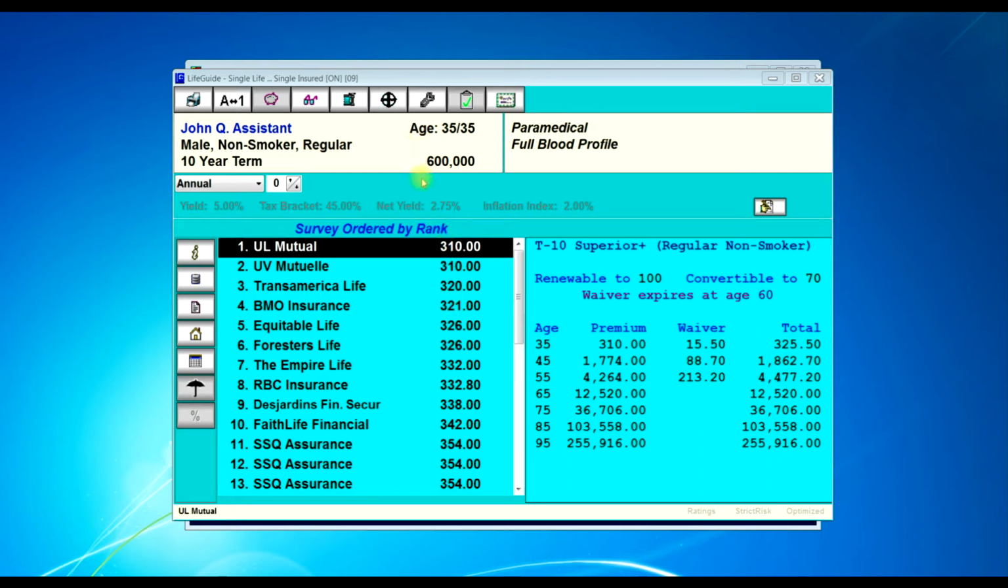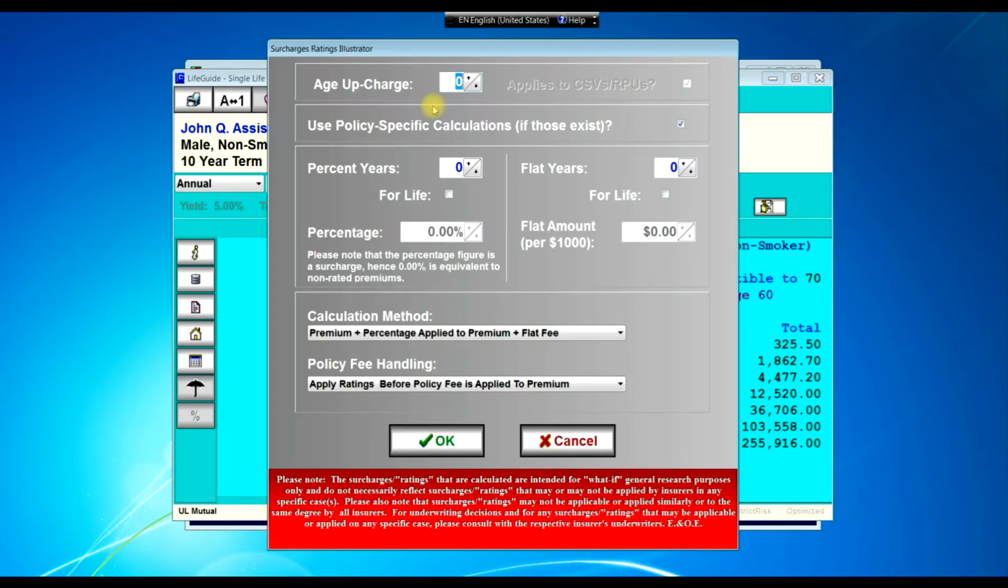So to go to the ratings calculation Illustrator, we go to the third icon from the right, the one that looks like a wrench, this one here. So we'll click on it, and up comes the ratings Illustrator. One of the ways in which ratings are applied, in other words, premium surcharges are applied, is by increasing the insurance age of the person.